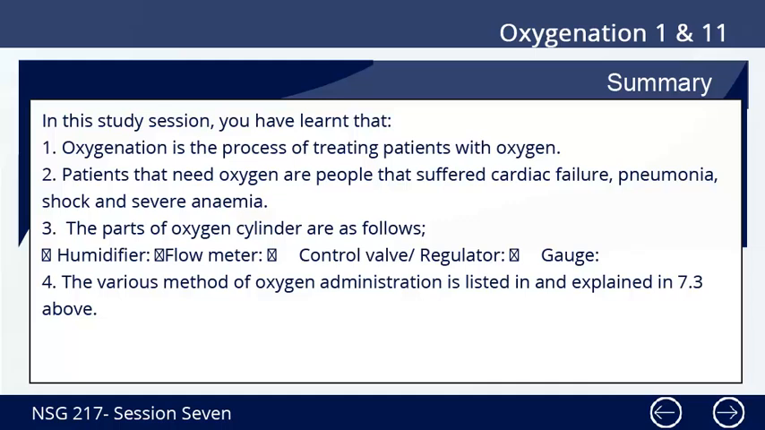Number 3, the parts of oxygen cylinder are as follows: humidifier, that is the calibrated container filled with water to prevent administration of dry oxygen. Flow meter, a calibrated gauge that states the liters of oxygen administered. Control valve or stroke regulator act as the on and off knob for administering oxygen. Gauge states the amount of oxygen in the cylinder.